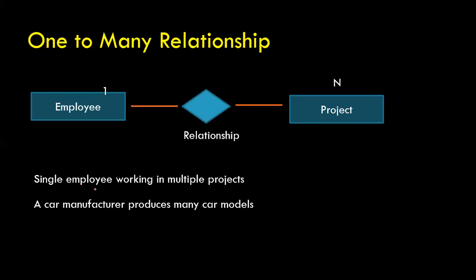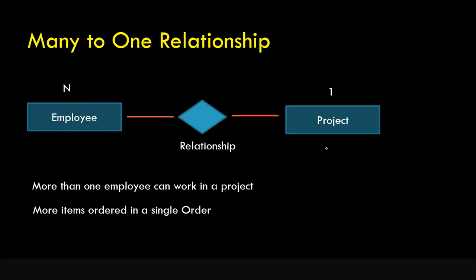Another example is a car manufacturer that produces many car models. Here, a single manufacturer produces more cars. N is many, so more than one car. The next example is a customer who can order more than one item.